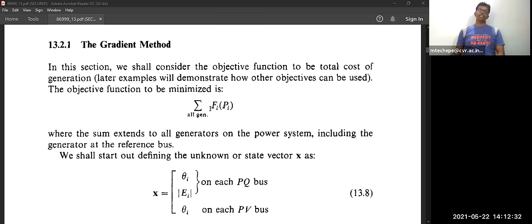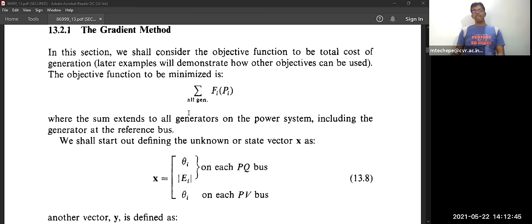So the objective function is taken as the sum over all generators, i equal to 1 to n, of Fi of Pi, that you know. This is the objective function, where the sum extends over all the generation on the power system, including the generator at the reference bus.